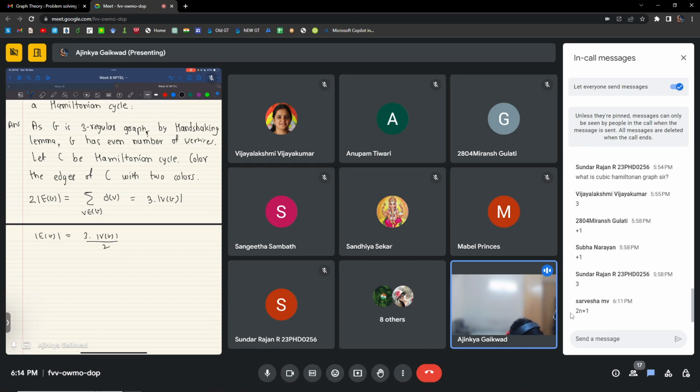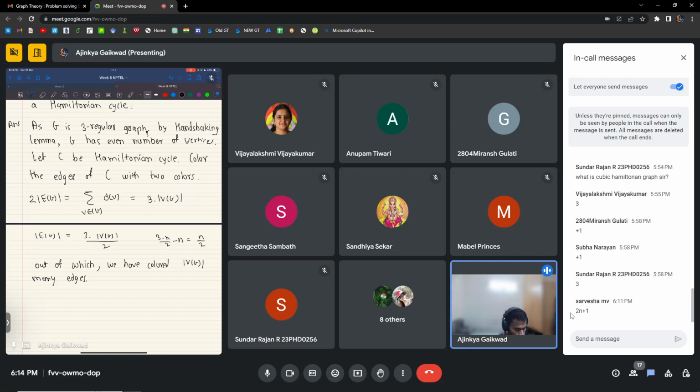So there are a total of 3·|V(G)|/2 edges, out of which we have colored |V(G)| edges. Now we have only one color left, and we have |V(G)|/2 edges left, right? Because if you subtract n from 3n/2, you get n/2. So you are left with n/2 edges, and we have colored n edges.